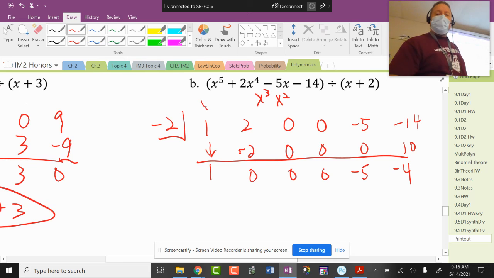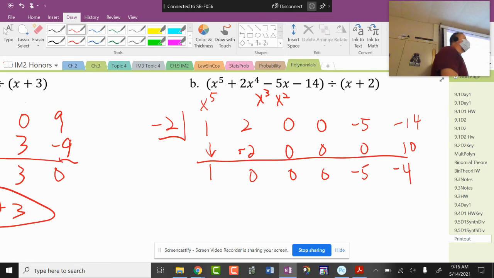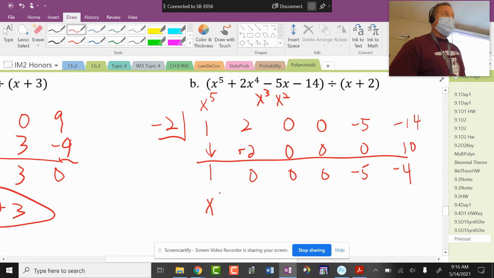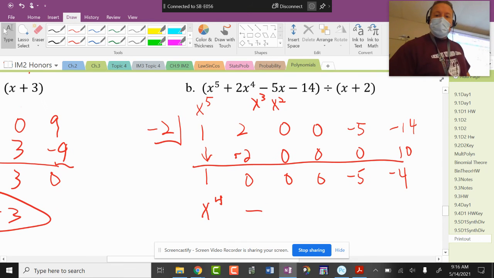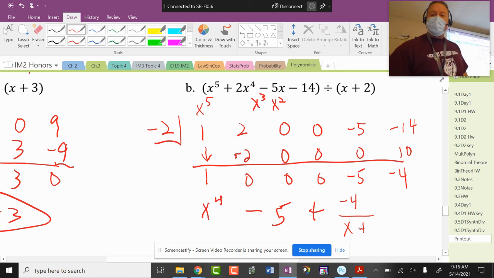Actually, not bad to write. I always do this for myself. It was an x to the 5th. What is it now? It's a depressed polynomial. Why? It's not what it used to be. It's now an x to the what? 4th. And then no x cubed, no x squared, no x, and that's the constant. And then that's the remainder. The only way I can get my pen to work.